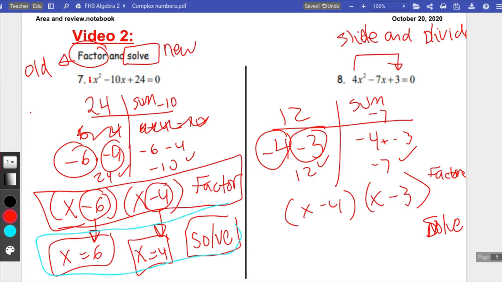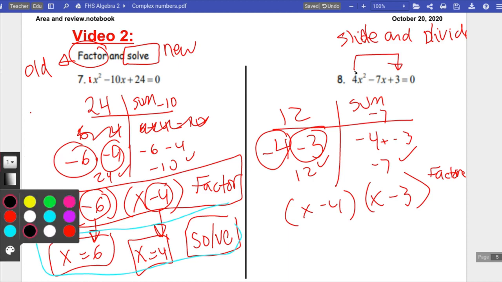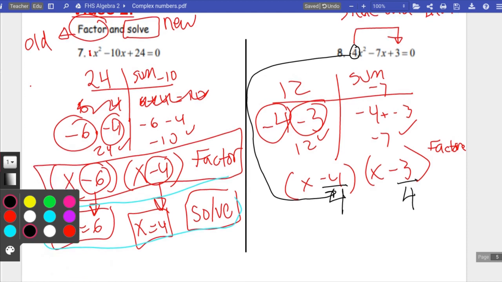You have to bring back the number. I made the mistake that a lot of you guys make. You see this 4 right here? It needs to come back and play. It comes back right here, and you divide that by 4. It also goes right here, and you divide that by 4.